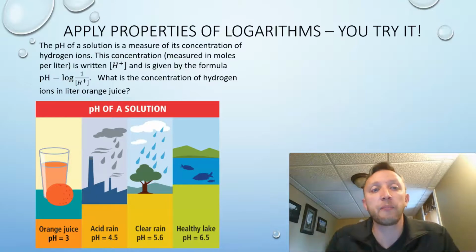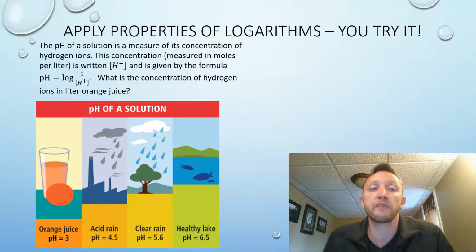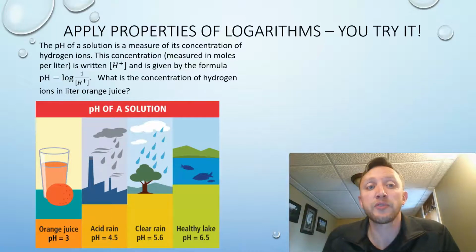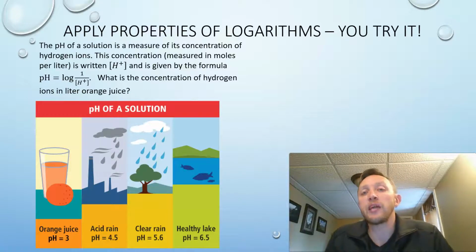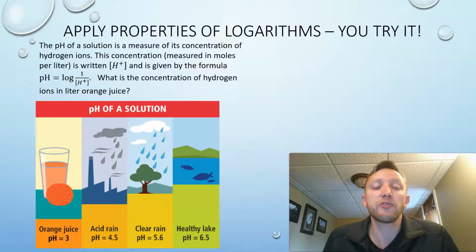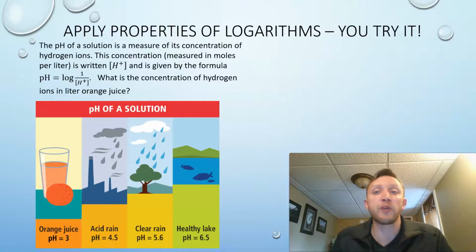All right, I want you guys to try one on your own. Same exact problem, except this time, if you read that last paragraph, it should say, what is the concentration of hydrogen ions in a liter of orange juice? So in 1 liter of orange juice, we know that the pH is 3. I want you guys to use that information, just like we did in the previous problem.